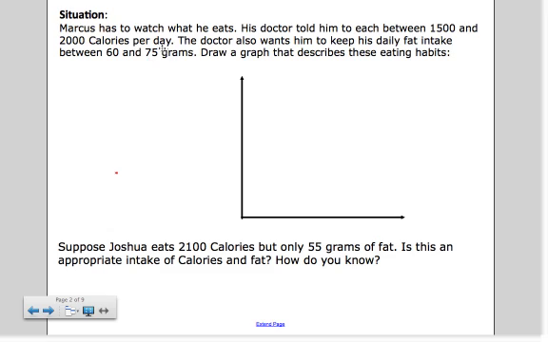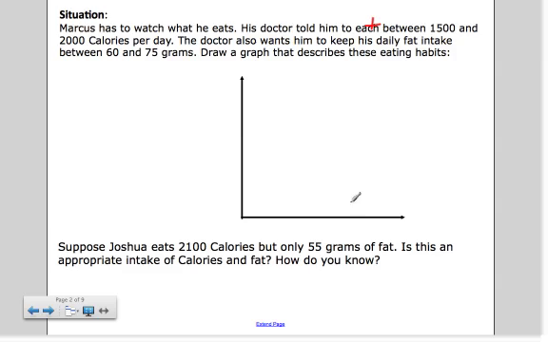Marcus has to watch what he eats. His doctor told him to eat between 1,500 and 2,000 calories per day. The doctor also wants him to keep his daily fat intake between 60 and 75 grams. Draw a graph that describes these eating habits.